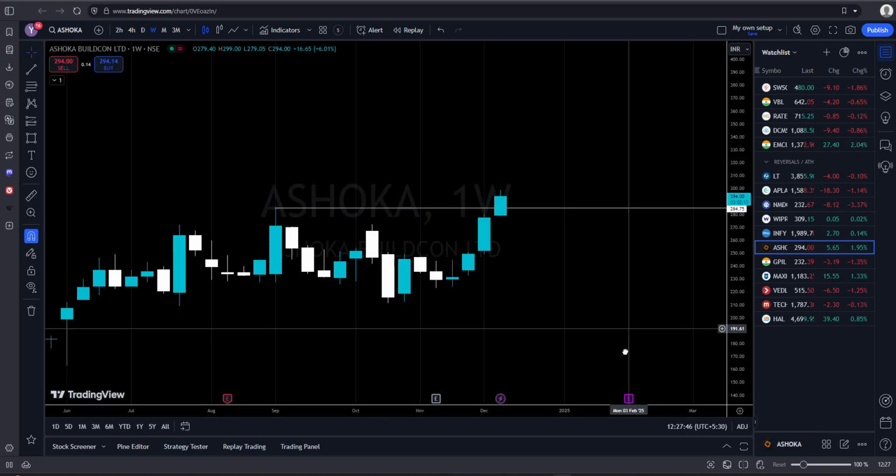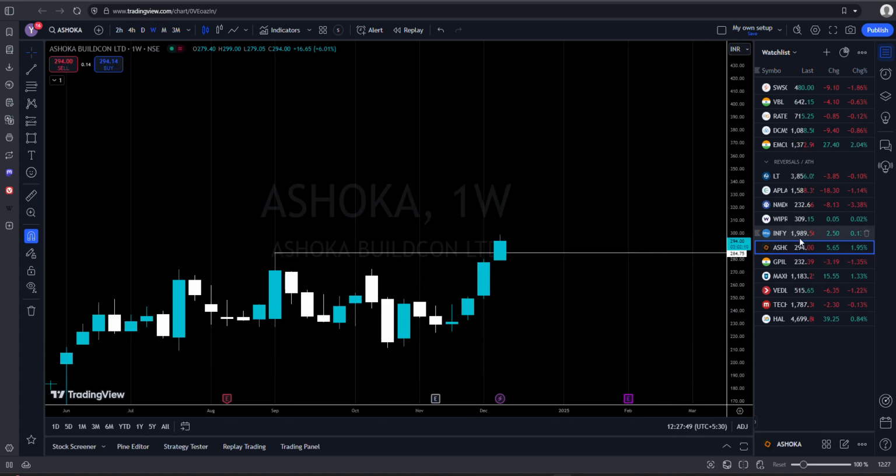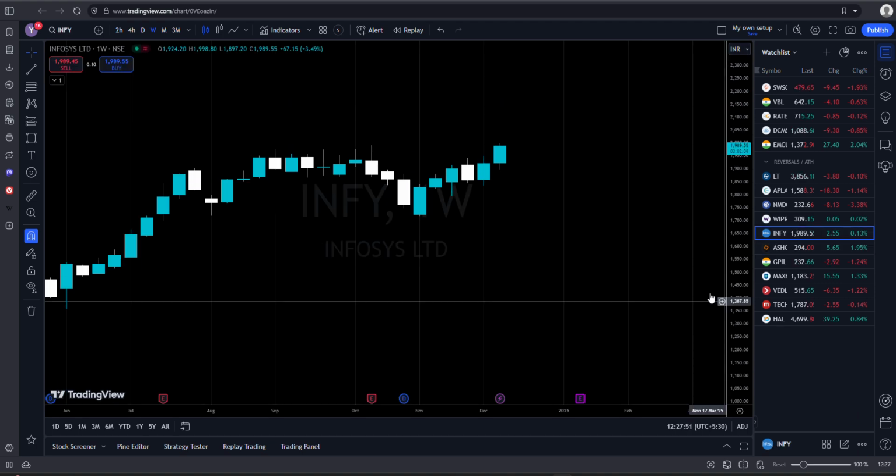Ashok Leyland, I got it in another scanner, so please avoid it. Infosys.